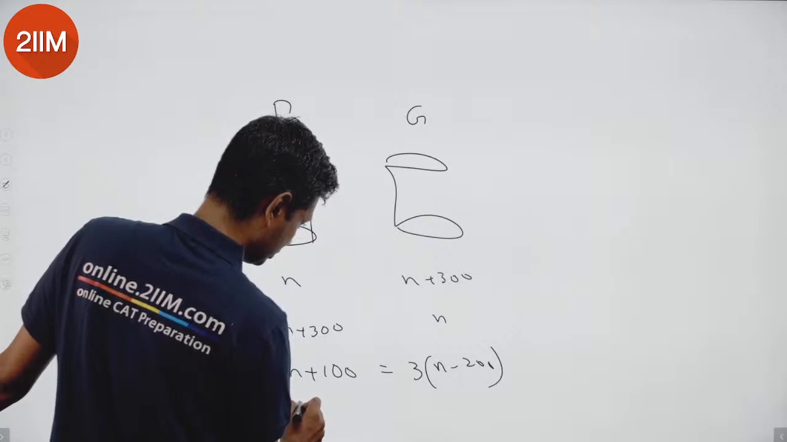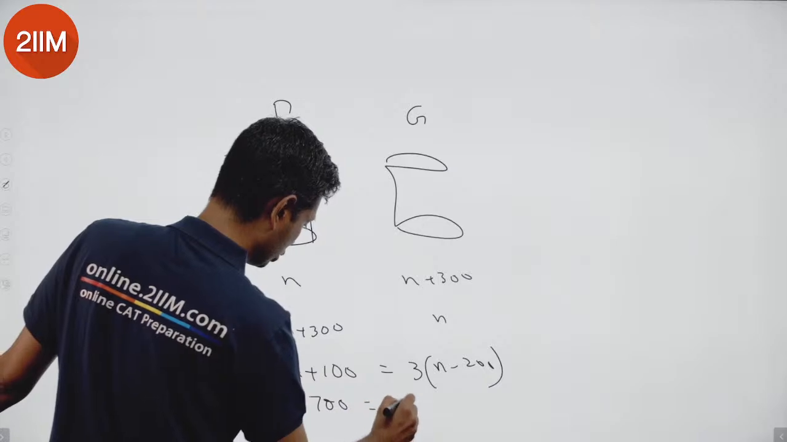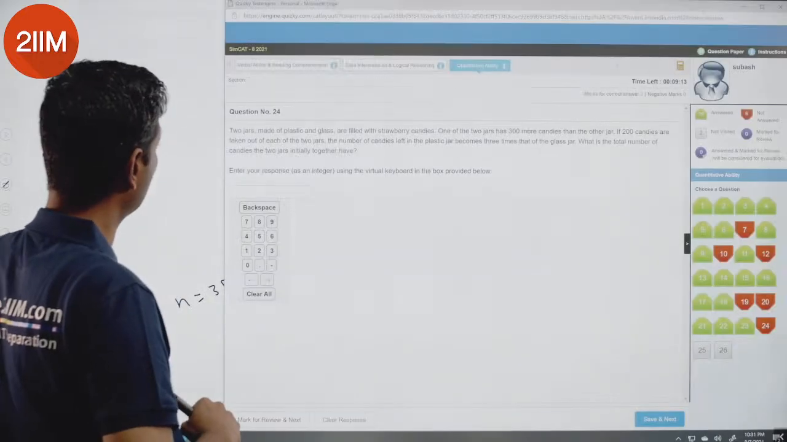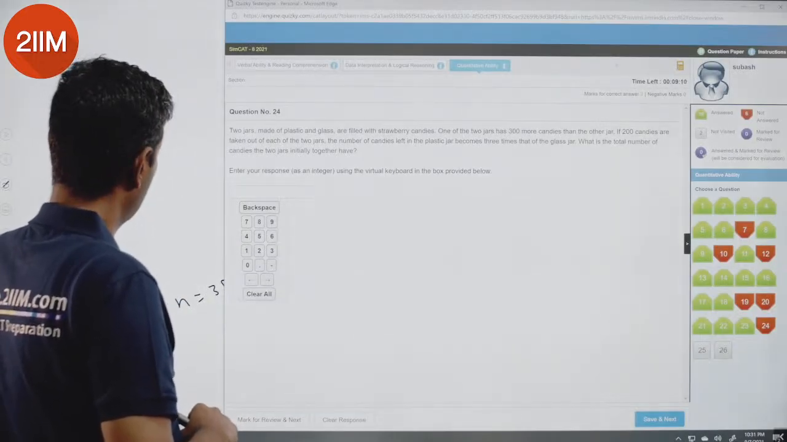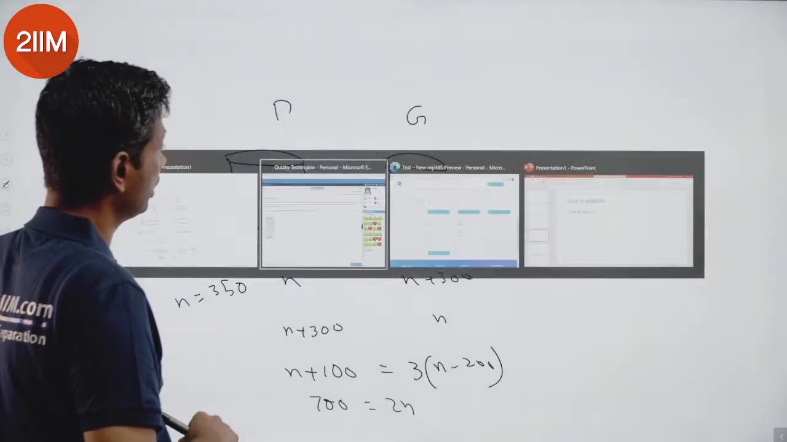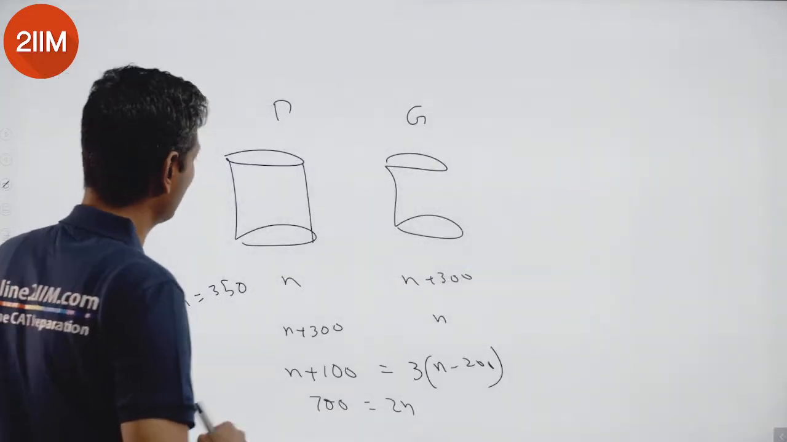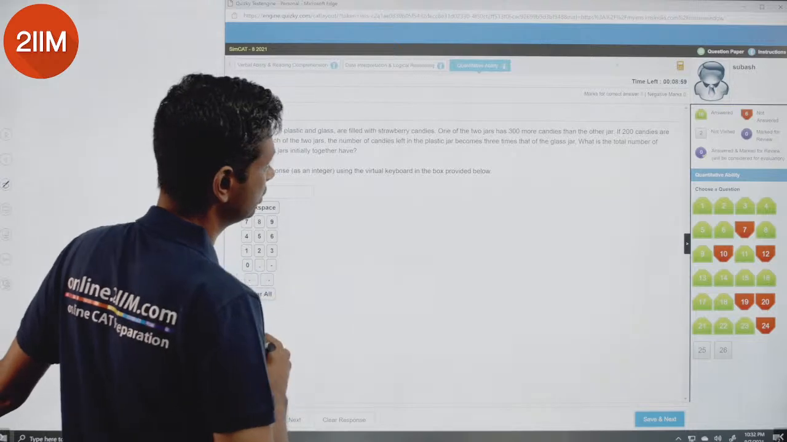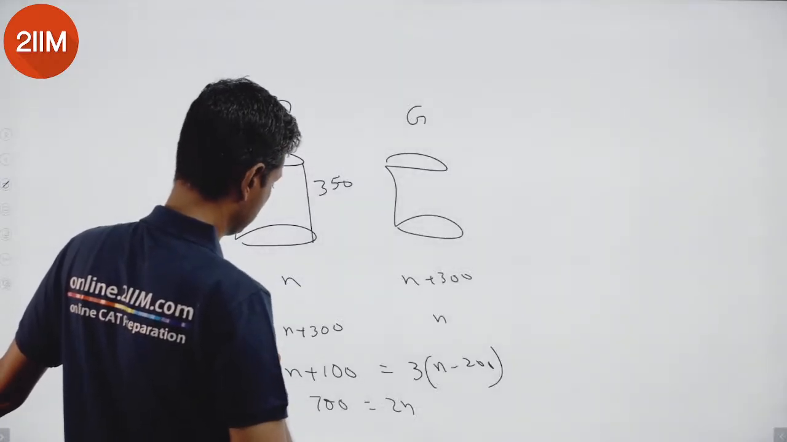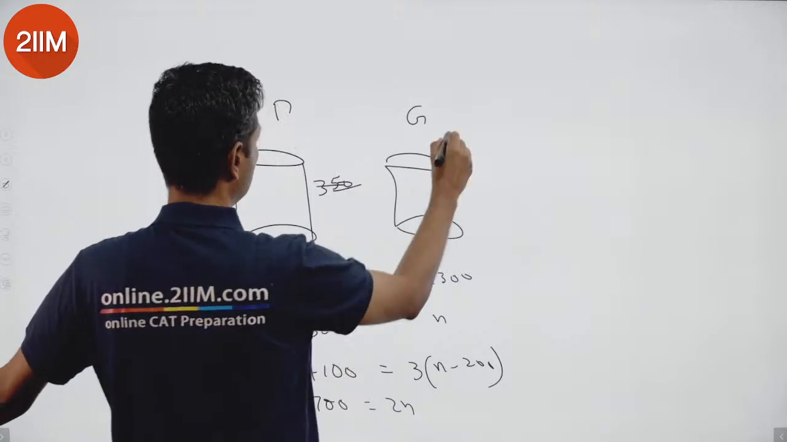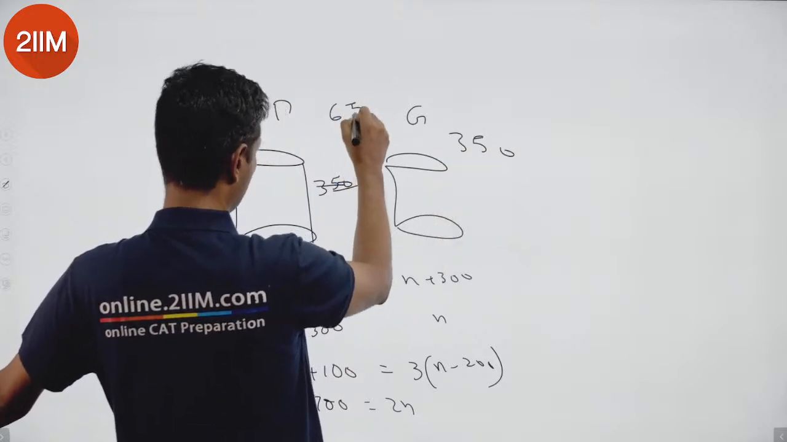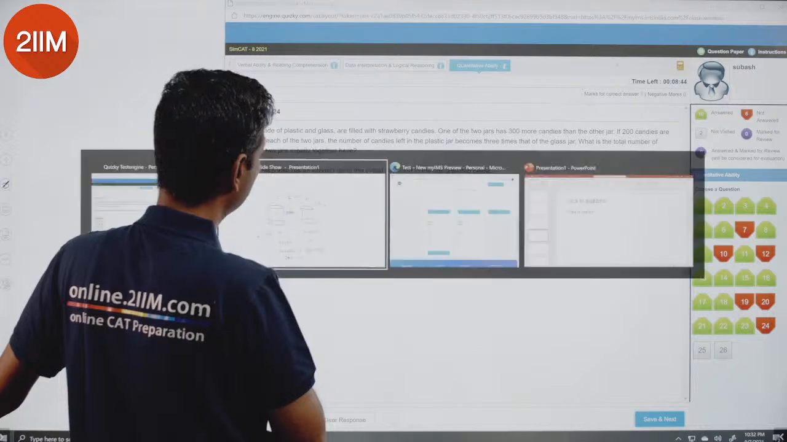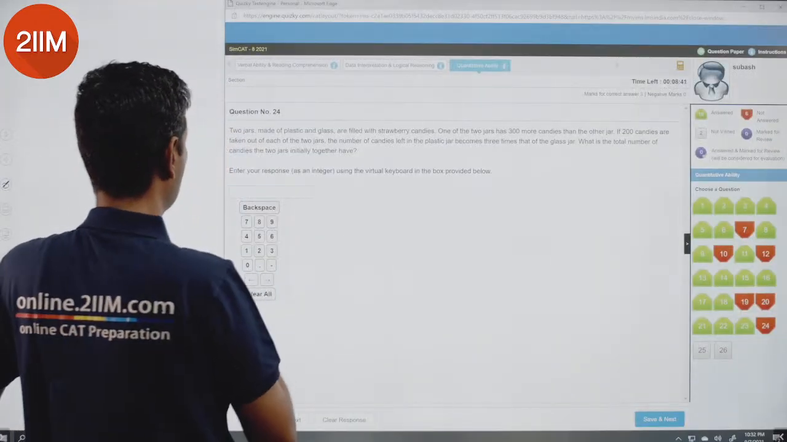3n minus 600, 700 equals 2n, so n is 350. One of the jars has 300 more candies than the other jar, 350 and 650. So this has 350 and this has 650. After taking 200 out, this becomes 450 and 150. Yeah, that works. Lovely. 650 and 350, they add up to 1000.